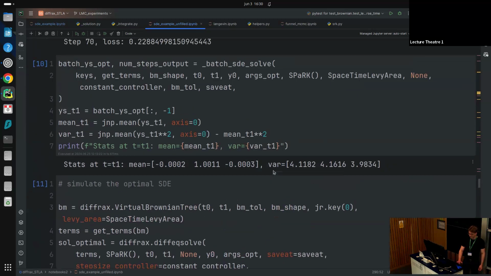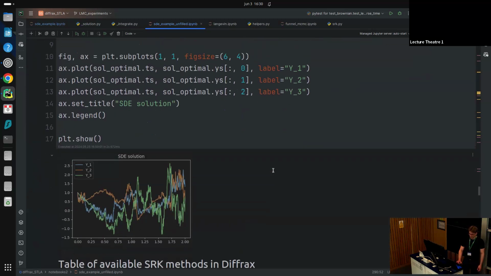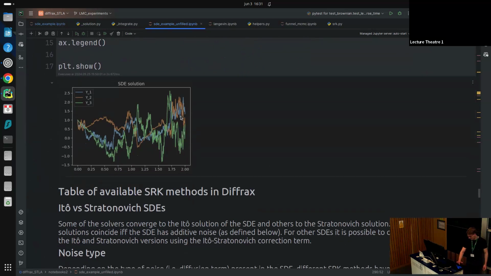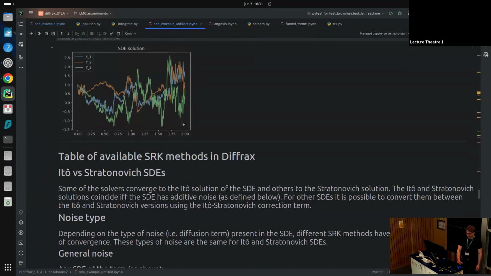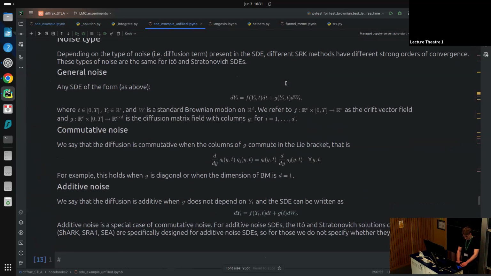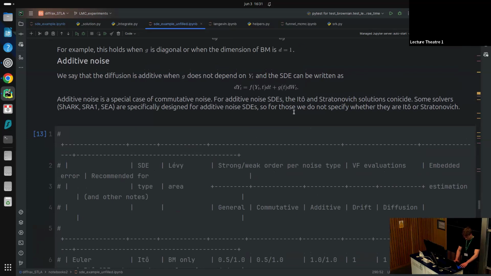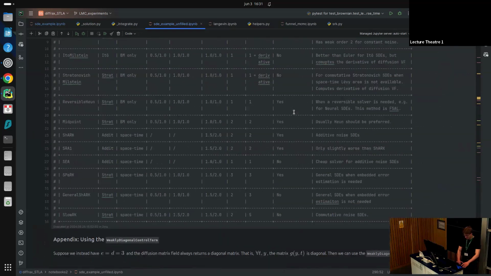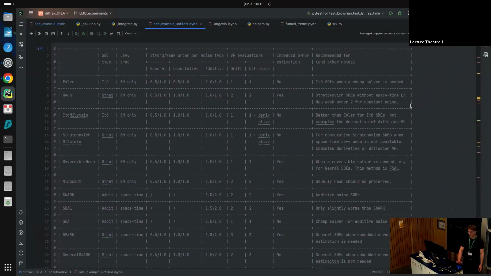And then we can also visualize this SDE. It looks kind of similar, but also clearly it tends to 0 at the end. And here at the very end, we also have something that won't show up correctly now, but a table of all the various solvers in Diffrax.